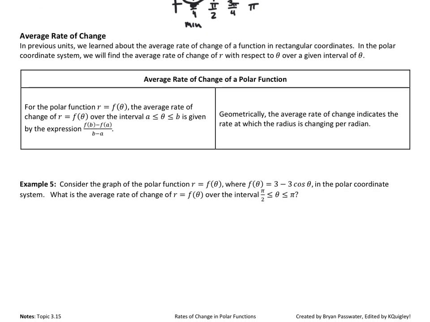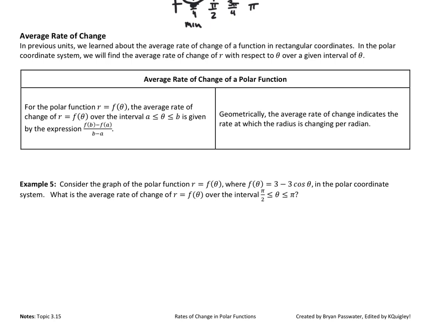And then everybody's favorite, the formula I've asked you to memorize over and over again, average rate of change. In previous units, we learned about the average rate of change. It's just a way to describe between two different points on a graph. We've done this with only rectangular functions. We did it with logarithms, with exponentials. We've done it with, you name it, we've done average rate of change.